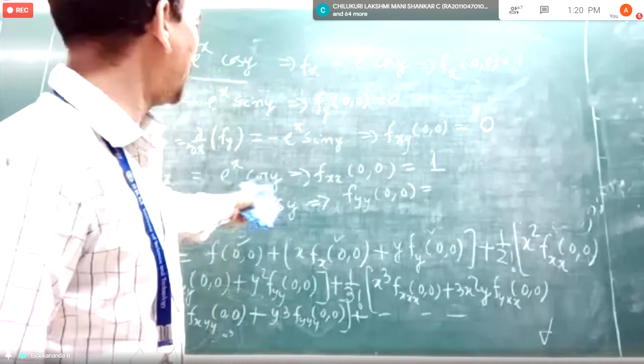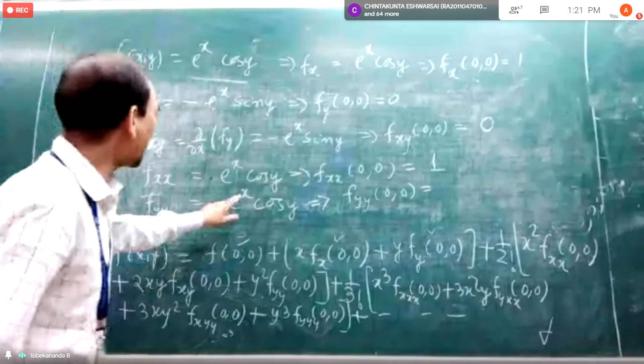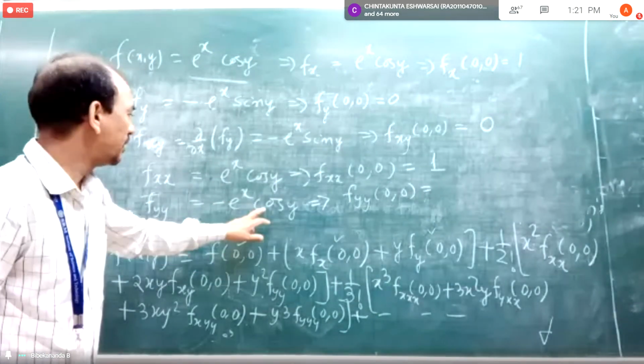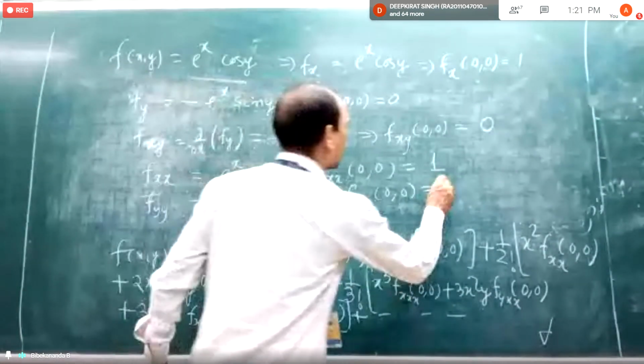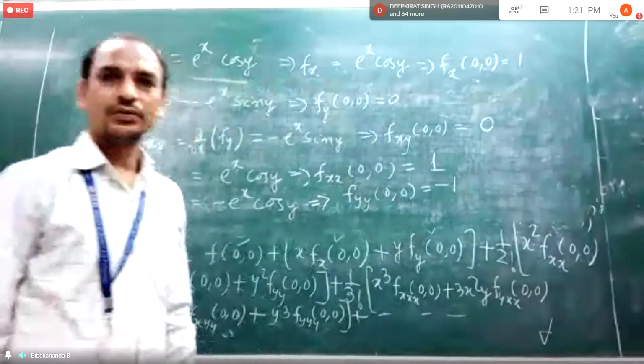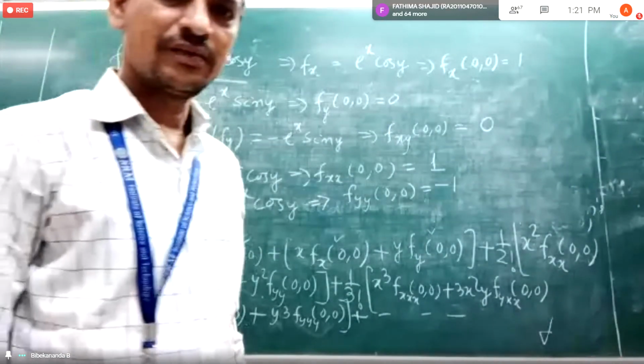You put x equal to 0, e to the power 0 is 1, and y equal to 0, cos 0 is 1, negative sign is there. So we will have here minus 1. Okay?